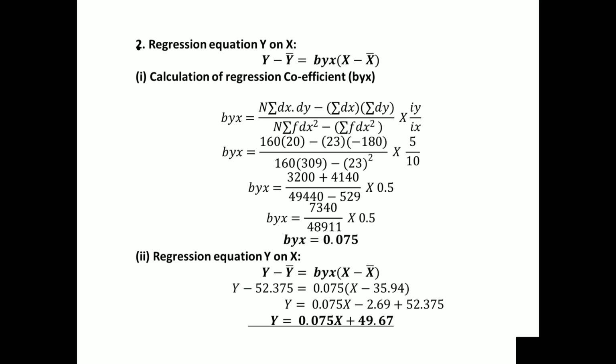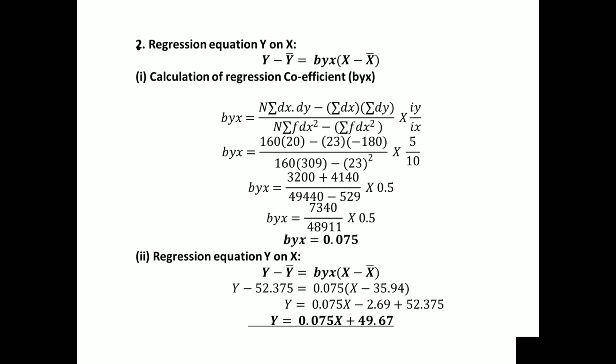Now the second step is to find the regression equation of y on x in the same way. So y minus y bar is equal to byx into x minus x bar. We have already calculated x bar and y bar, so there is no need to calculate them again. And the next step is the coefficient of regression, that is y on x.